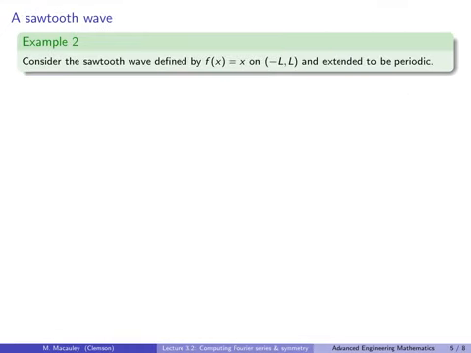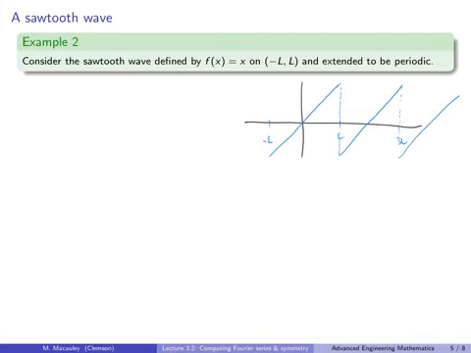Here's our second example. Consider the sawtooth wave defined by f of x equaling x from negative L to L and extended to be periodic. So let's draw a picture of this. So now we are defining, let's say this is from negative L to positive L. So here's the function x, and now we're saying extend this to be periodic, which means we are going to make it like this. So this is now 3L and etc. This is called a sawtooth wave in engineering, and we want to find the Fourier series of this.